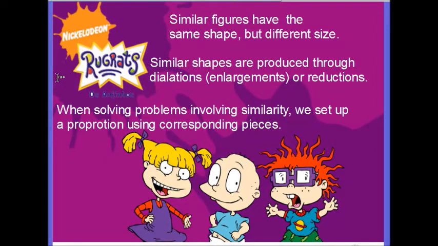Before talking about similarity and how it relates to our honors geometry course, it's important to really know what we're talking about. Similar figures have the same shape but different sizes, kind of like a bouncy ball and a baseball. Similar shapes are produced through dilations, which are also enlargements or reductions. When solving problems involving similarity, we set up a proportion using corresponding pieces, similar to how we would actually match up pieces using congruency.